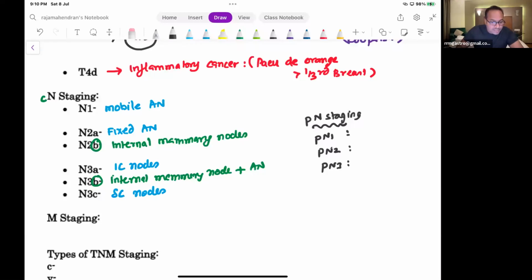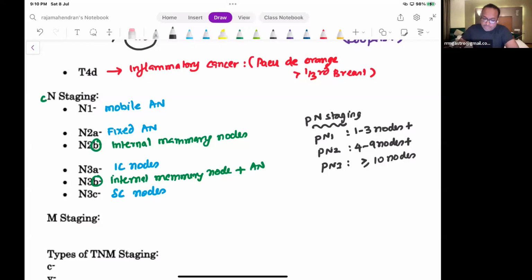PN1 means, what is it? How many nodes are positive? 1 to 3 nodes positive is PN1, pathological N1. 4 to 9 nodes positive is pathological N2. More than or equal to 10 nodes positive is pathological N3.